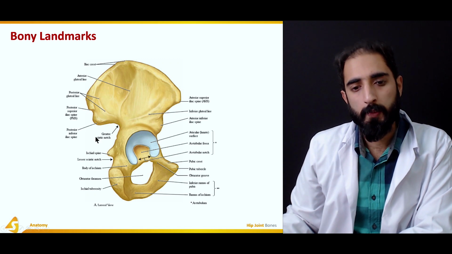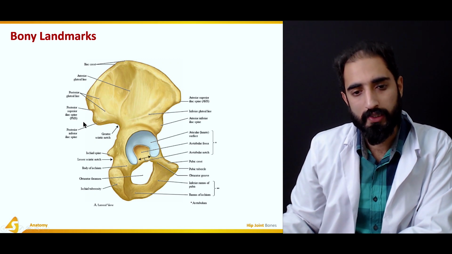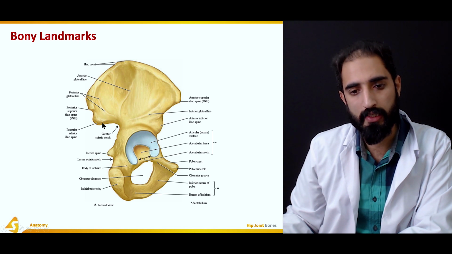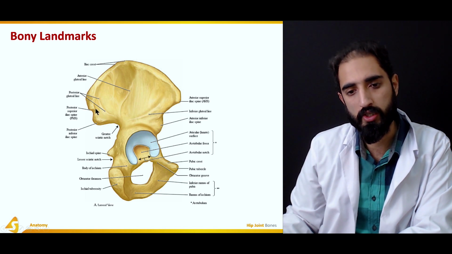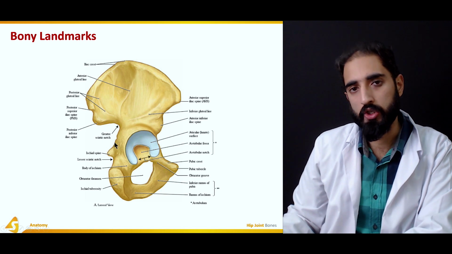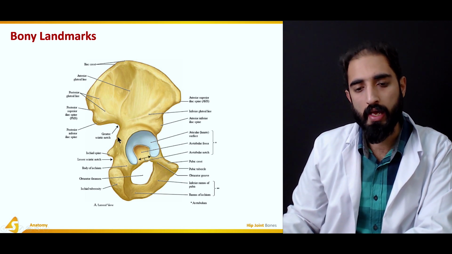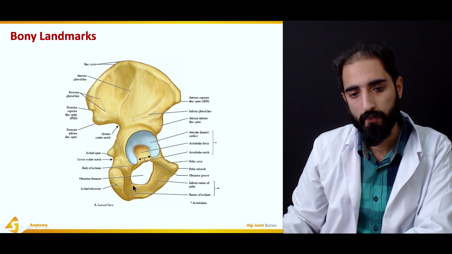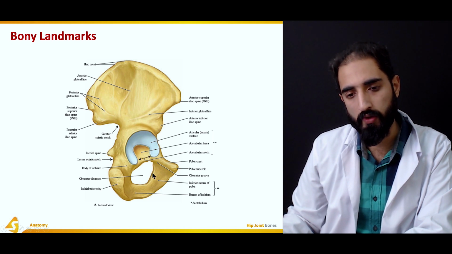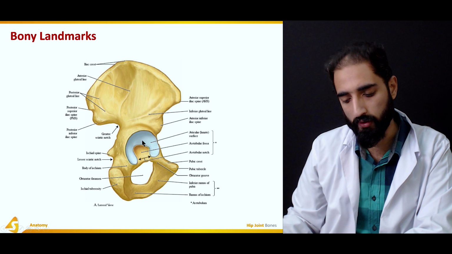And if we look at this picture, as I already mentioned, this is the posterior inferior iliac spine, and this is the ischial spine, and this is the area of the greater sciatic notch through which piriformis and the sciatic nerve pass. And this here is the obturator foramen through which different other nerves and blood vessels also pass.